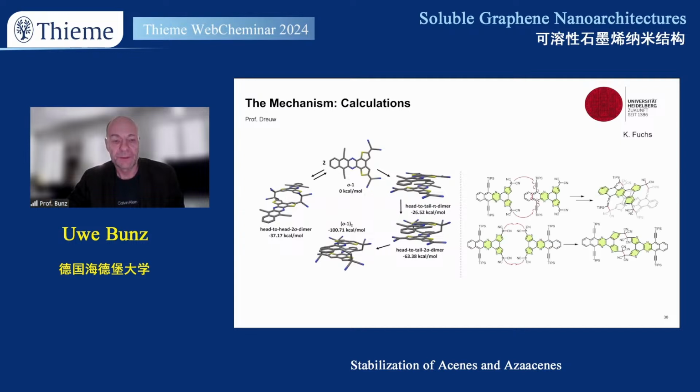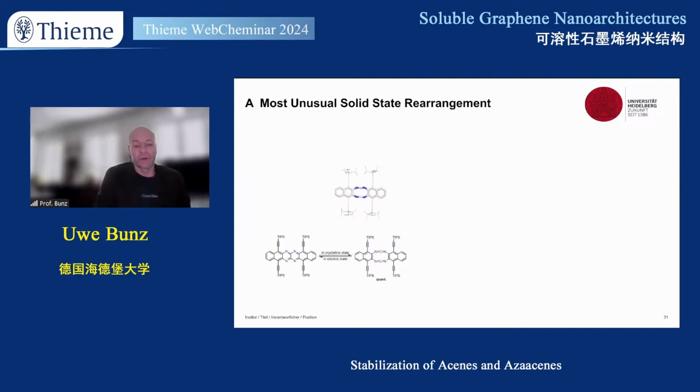Good. The last surprise I want to share is that we had a really unusual solid state rearrangement here. We wanted to make actually tetrahexahexene, but when we crystallized the material here, we got basically out a biscarbodiimide. But when we redissolve the stuff again in dichloromethane here, we got the azacene back.